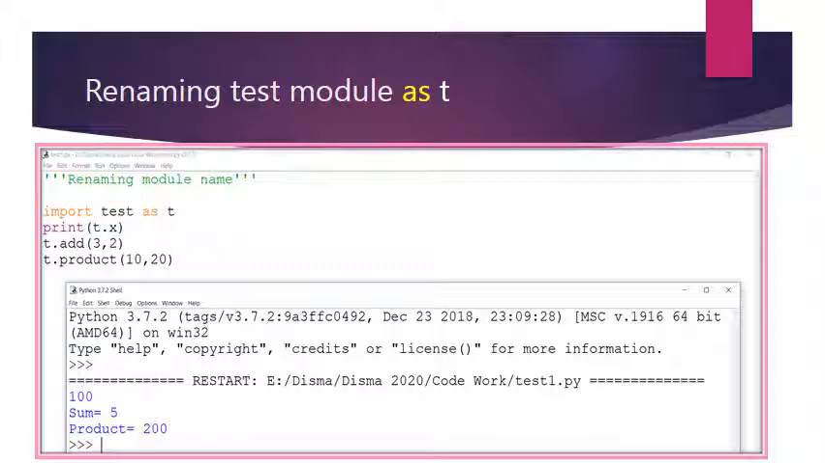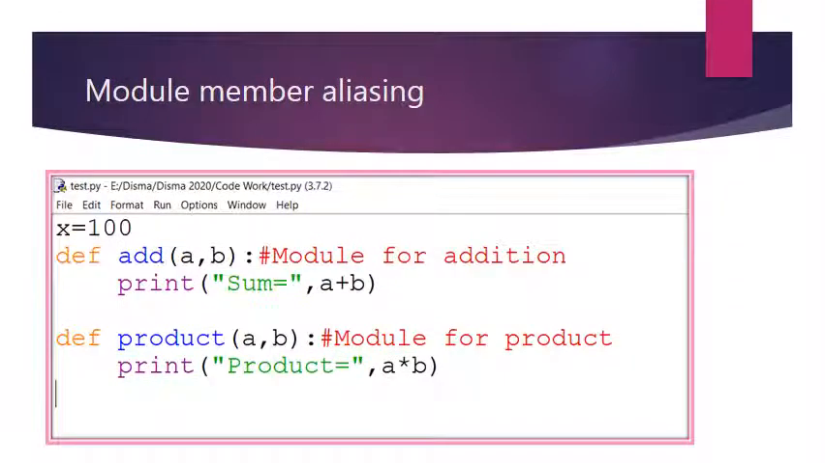So it means that you can give an alias name for your modules with the support of the keyword called as. See, just like module aliasing, module members can also be given an alternative name. For that, we have to use the same keyword called as. So we are going to give different names for the add function as well as for the product function.